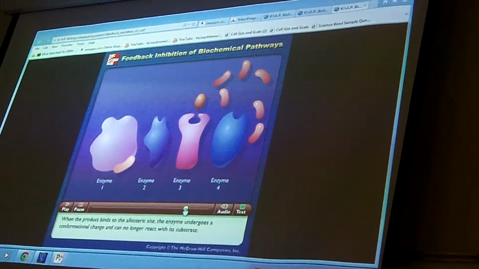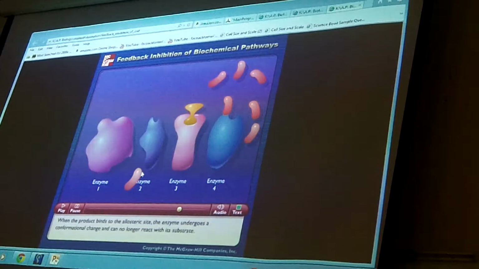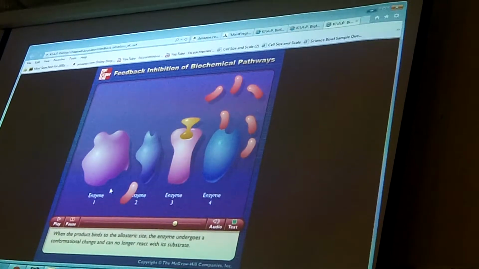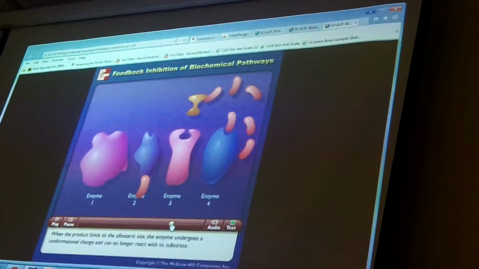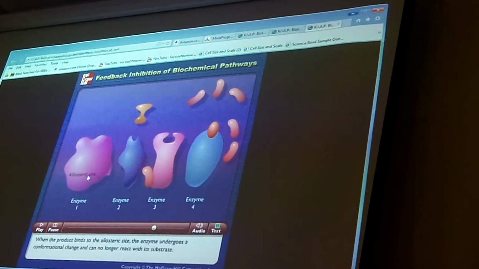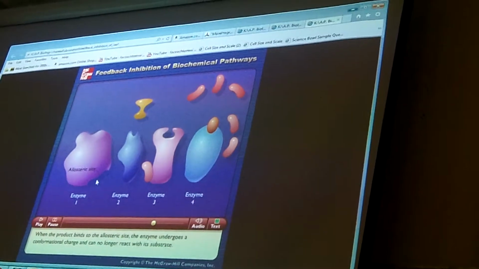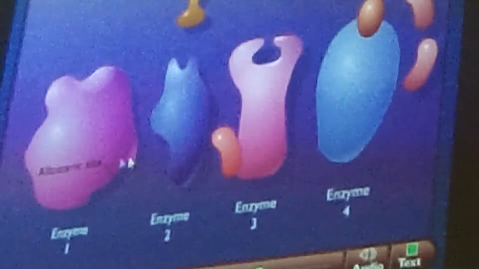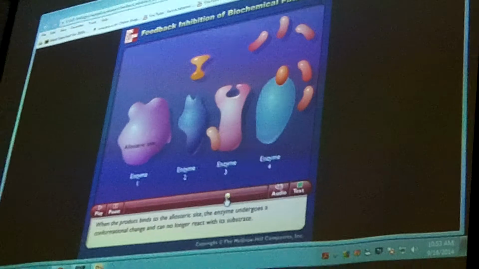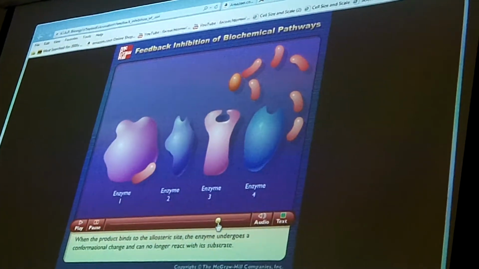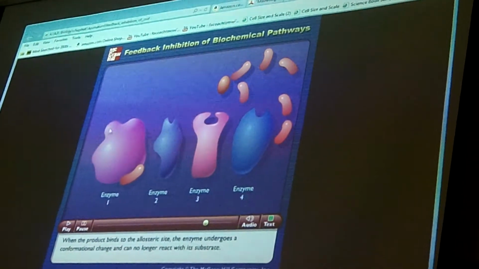Let me back it up a little bit. One of the products is forming over here, and one of the products comes over here and hits a special site right here. That site has a name. It's called the allosteric site. The allosteric site is a site on the enzyme away from where the active site is. Here's the active site up here. But when the final product comes in and sticks to the allosteric site, that's going to change the shape of the active site.